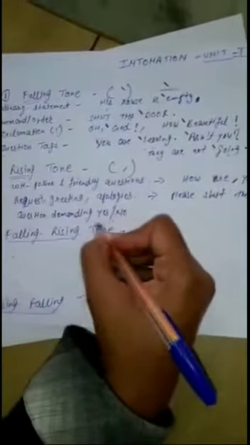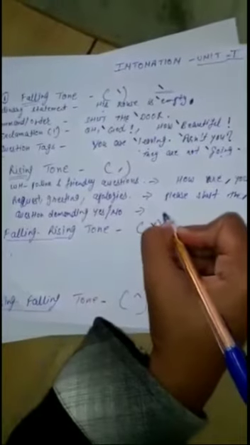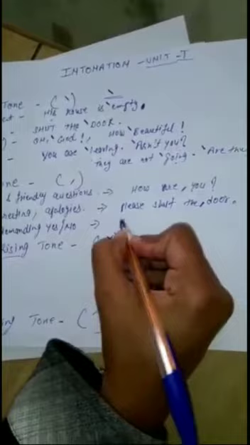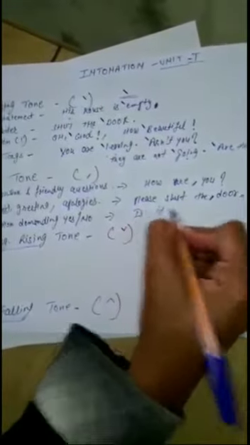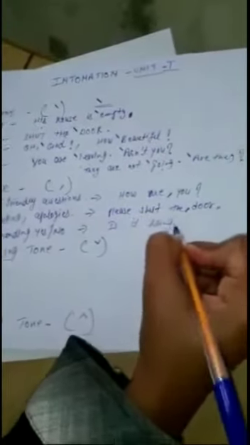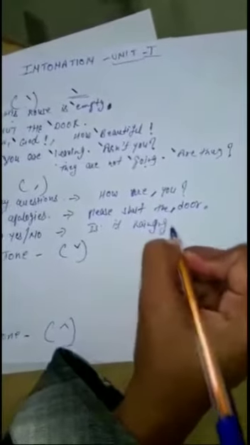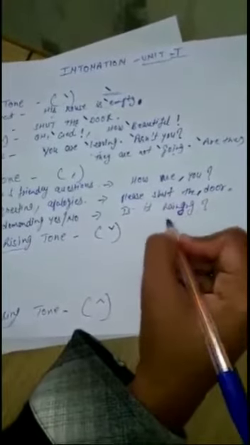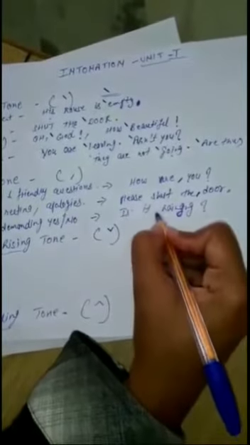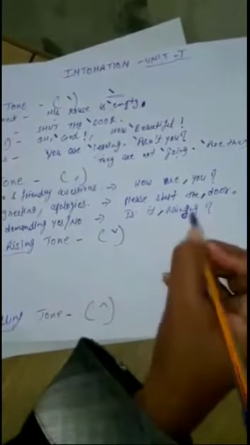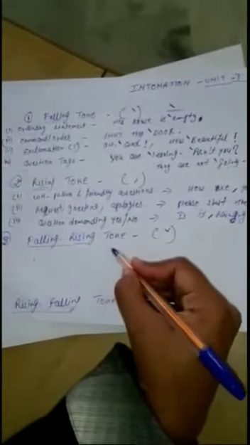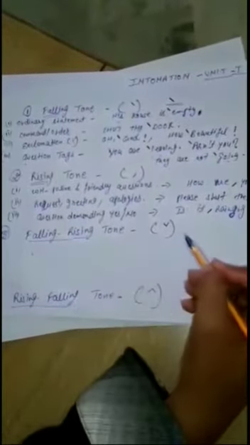Next is question demanding yes or no. For example, such questions which can be answered only with yes or no. For example, is it raining? It would be answered either in yes or no. So you have to put a rising mark out here. Here you again get the 1 mark. So next, falling rising and rising falling tone we'll do in the next chapter.